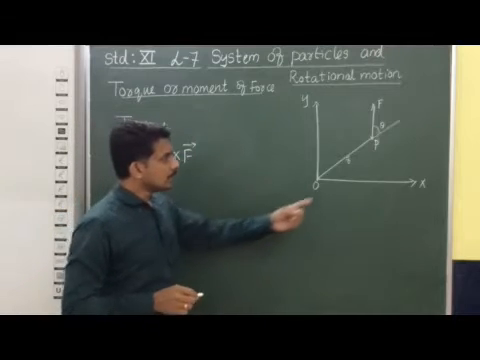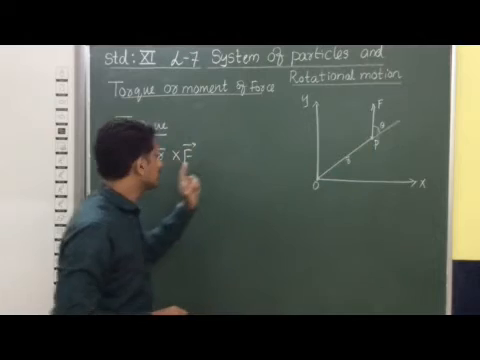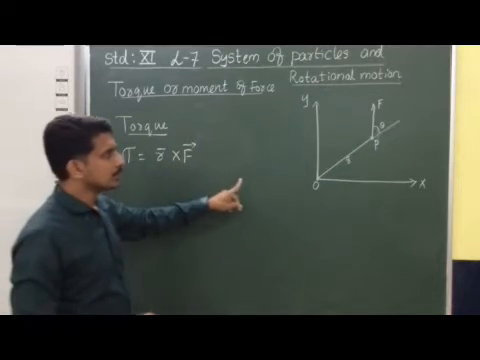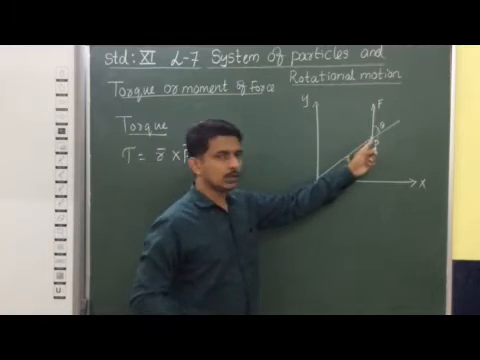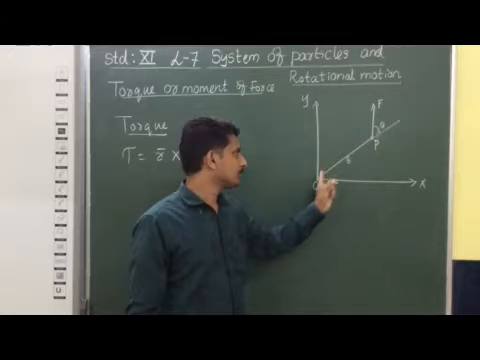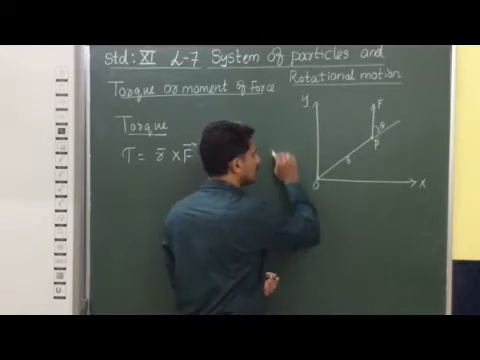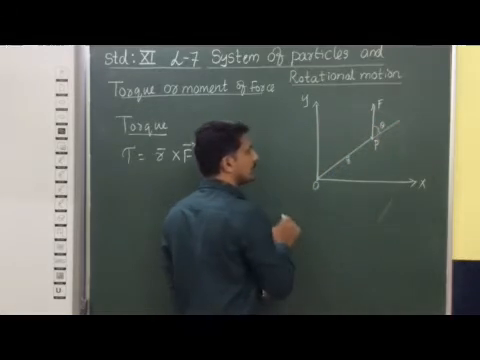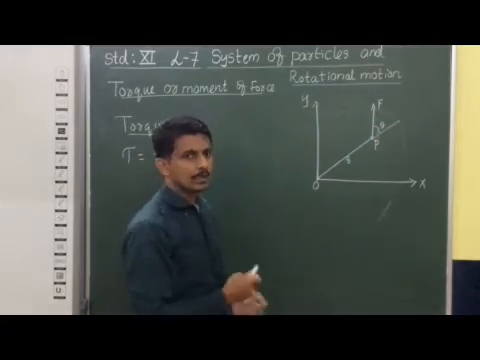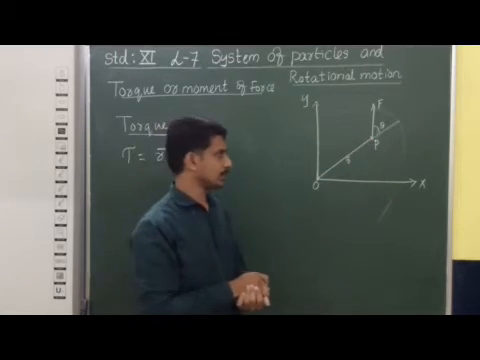So in this case, the torque acting on this particle is torque tau equal to r cross F. That means it is a product of the magnitude of the force acting on this particle and the perpendicular distance from the axis of rotation. Actually this is a rigid body only. The rigid body is performing a rotational motion with respect to this axis, and in the rigid body we are considering only one particle for our understanding.